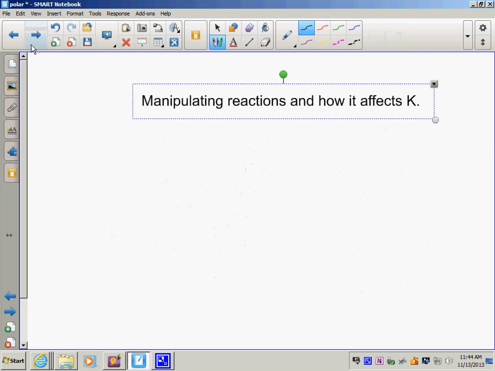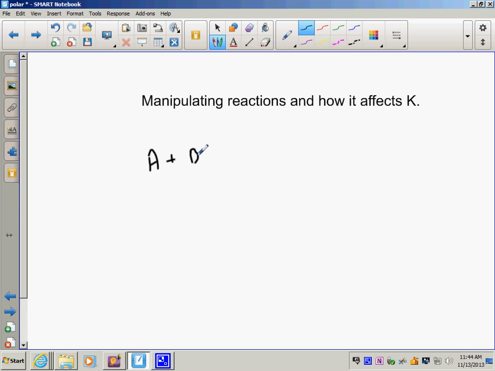Okay, we already covered that. All right, manipulating reactions and how it affects K. So Kc or Kp, it just doesn't matter. If I have A plus B yields 2C, and let's just say K equals X, the first way I can manipulate the equation is to reverse it. Technically this reaction goes both ways. If I reverse the reaction, 2C yields A plus B, how will that affect my K?